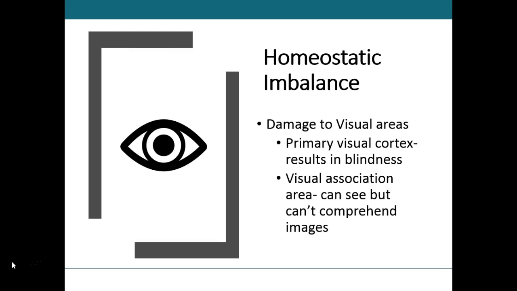Another example of how these areas of the cortex are related to each other, think about the visual areas. If someone has damage to the primary visual cortex, then they're not receiving that visual stimulus, and the result is blindness. However, someone with damage to the visual association area can see. They're receiving that stimulus through the retina, being processed and taken into the cortex, but they can't comprehend what they see because the association area is damaged.